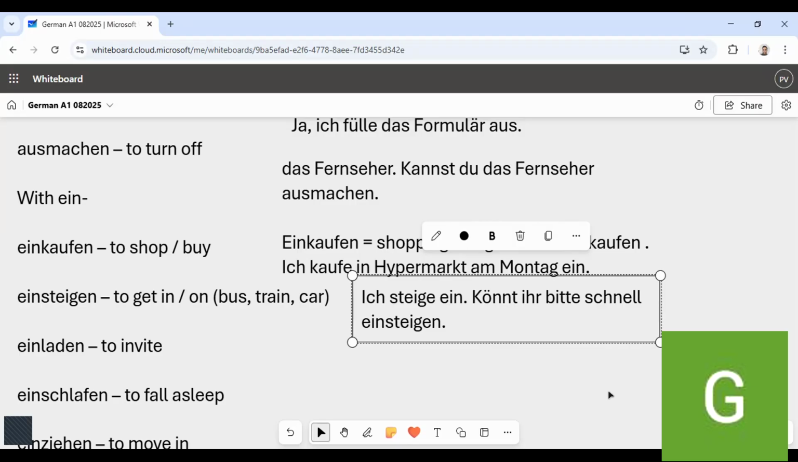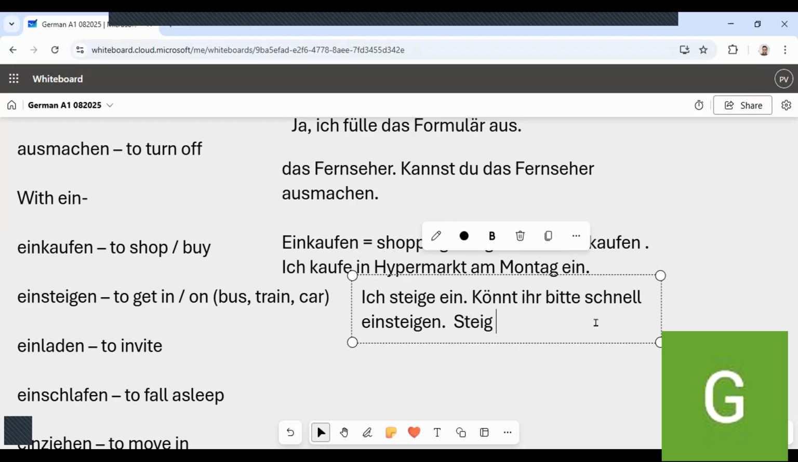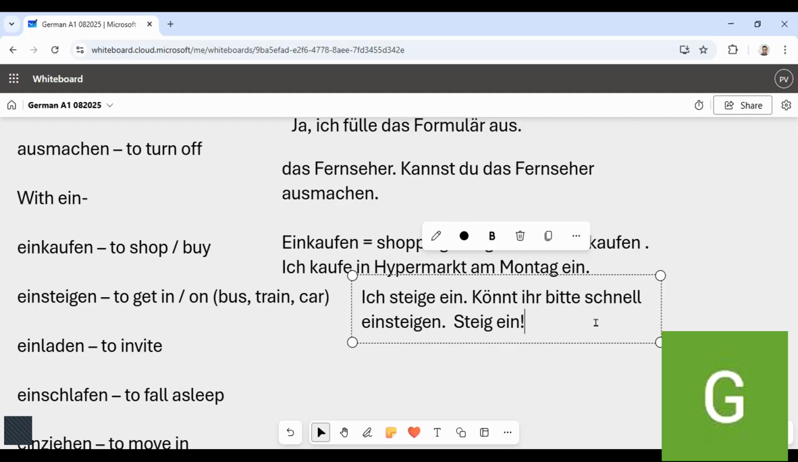Suppose you're driving an Uber, you are an Uber driver, and mostly I watch movies where the other driver will say steig ein. Steig ein means to get in. Steig ein. This is imperative, I will tell you later in classes, how do you order somebody? How do you order the kids to drink milk, to stop playing, to study, get in the car? Steig ein means to get in the car.